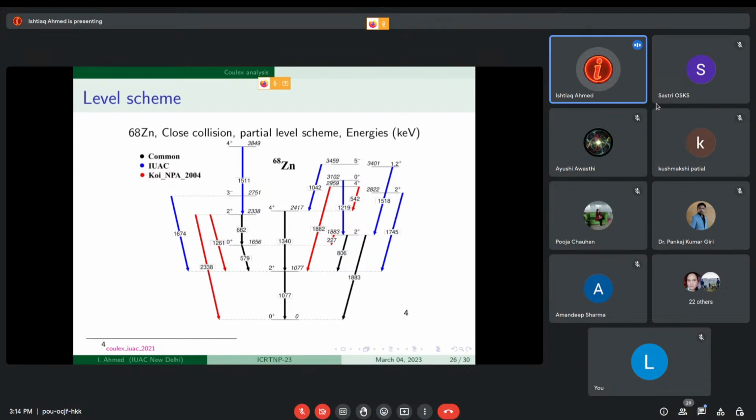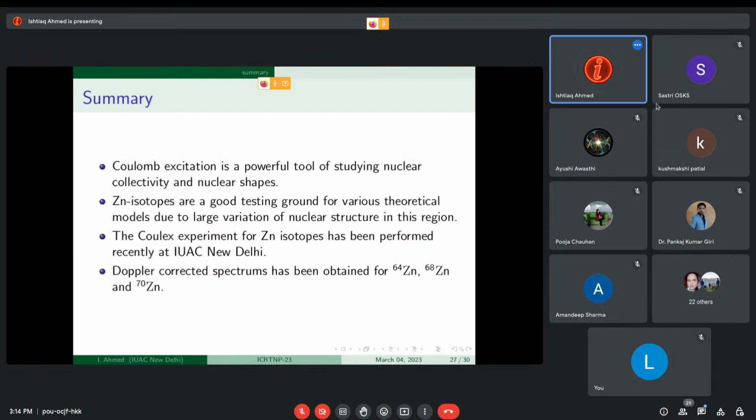Right now I have only shown it for 68 zinc, for example. What you see here is a close collision case and a partial level scheme. Energies are in keV, of course. The previous measurement was by Koizumi in 2004. These red lines are from that paper, the blue lines are the ones we got in our experiment, and the black ones are common; they were found in the Koizumi measurement and also here at IUAC.